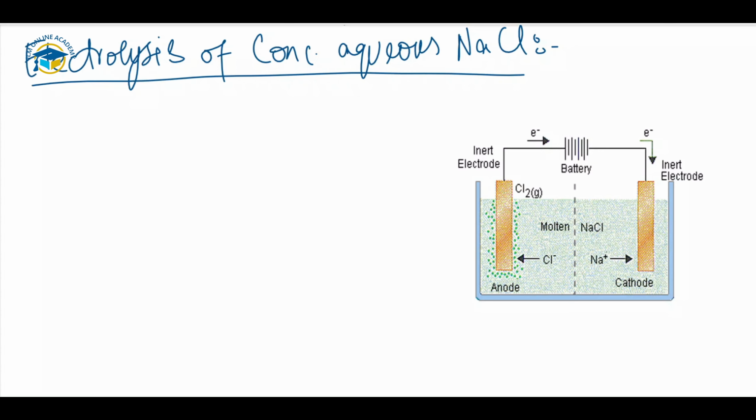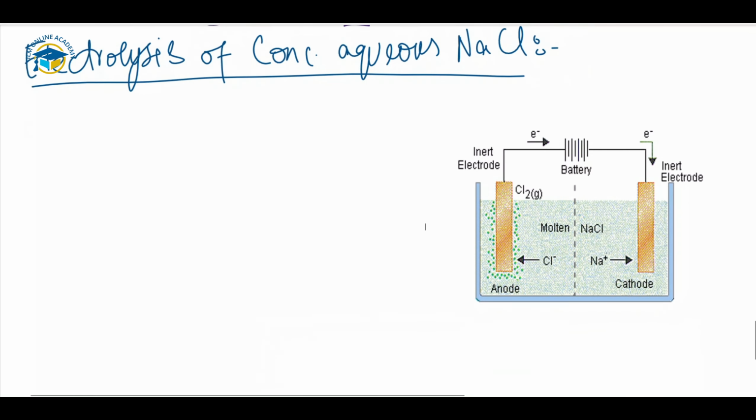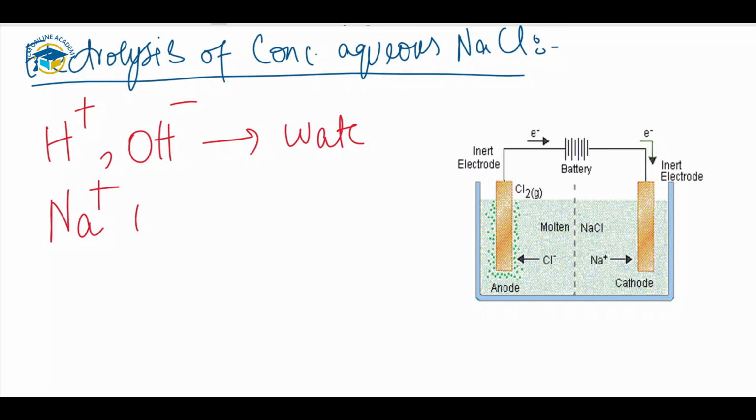There are 4 ions in the solution. We have hydrogen ions and hydroxide ions, which are formed from the water. We have sodium ions and chloride ions, which are formed from the sodium chloride, NaCl. So these are the 4 types of ions present in the solution.